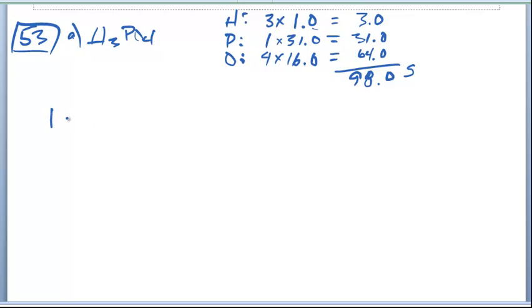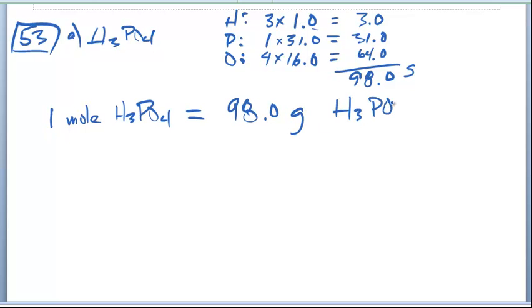Now, one thing I want to make clear on this first one is what this means: if we have 1 mole, or Avogadro's number, of H3PO4 molecules, that would have a mass of 98.0 grams. So this is an equivalence statement that is very important, and as you've seen, we would use this a lot when we're converting between mass and moles, and moles to mass.